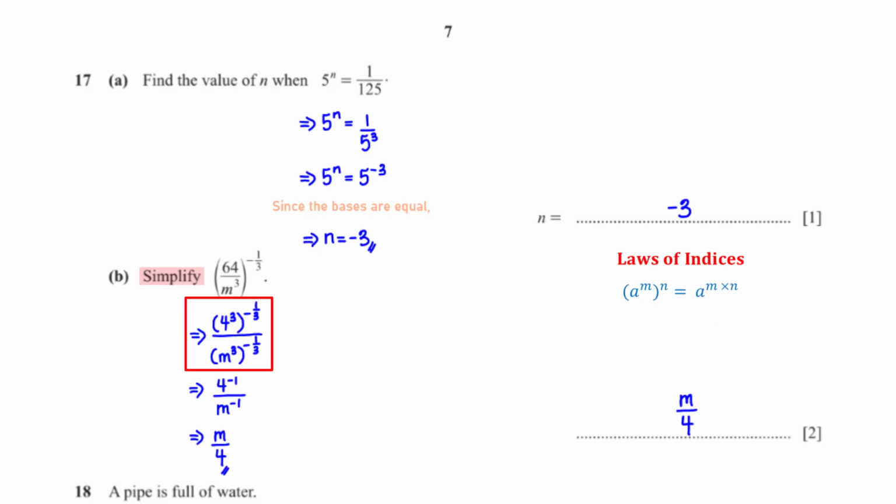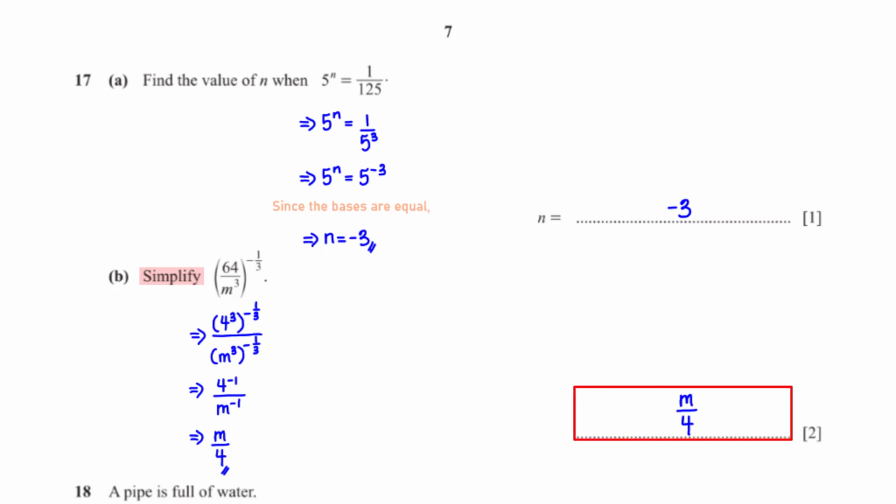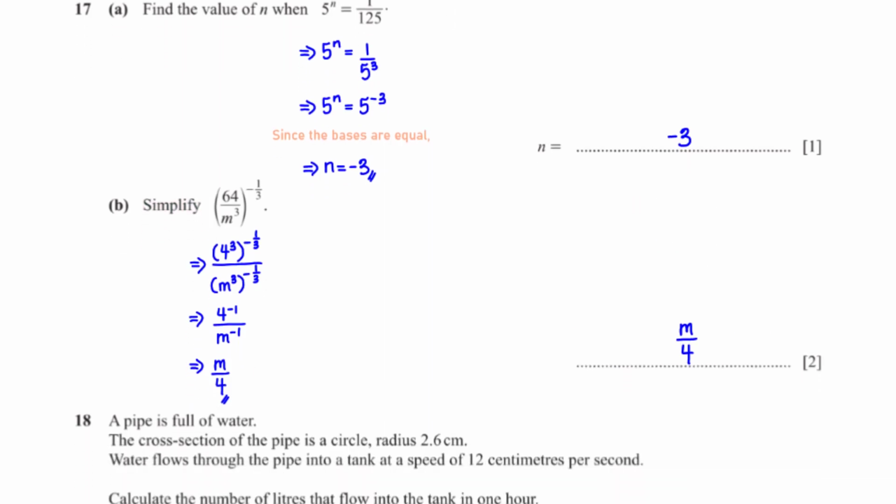So for the numerator, 3 times negative 1 over 3 is negative 1. And for the denominator, 3 times negative 1 over 3 is negative 1. 4 raised to the power negative 1 can be written as 1 over 4. And 1 over m raised to the power negative 1 can be written as m. So we have m over 4.